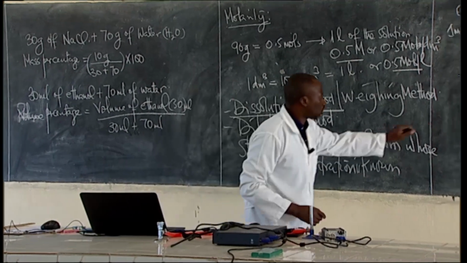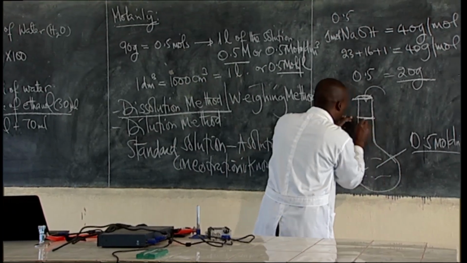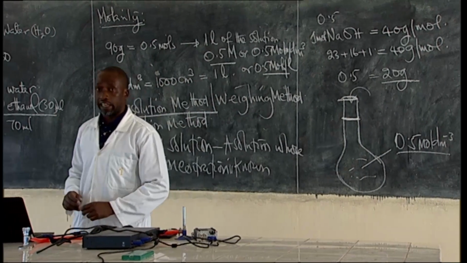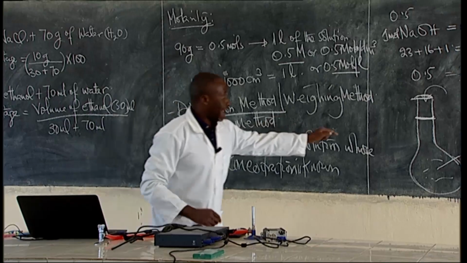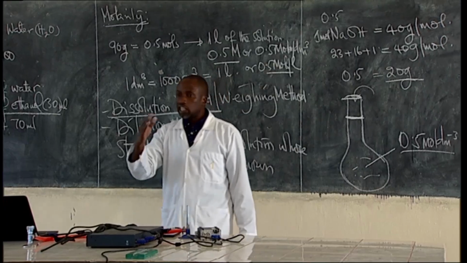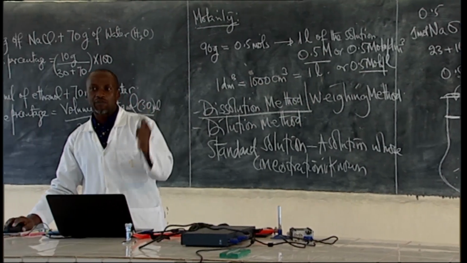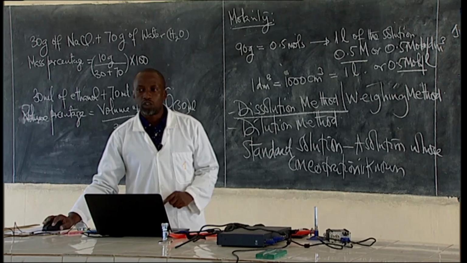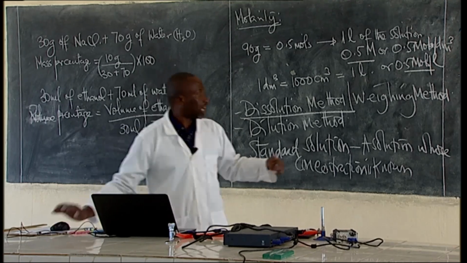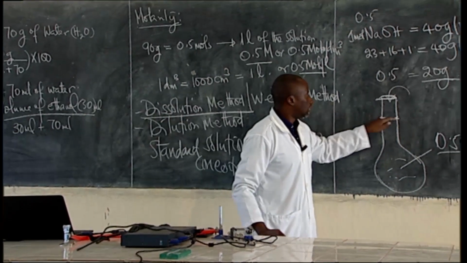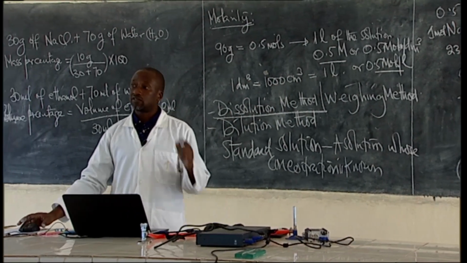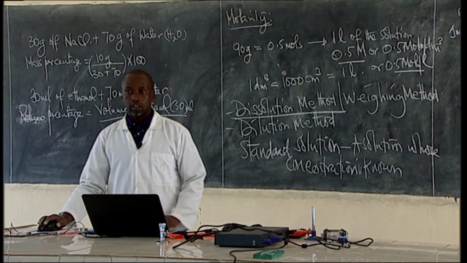So you have to make sure that this one stops over here, exactly on this mark. So you have to be very careful when you are adding the water. So those are the steps. That is where you carefully transfer the solution into this volumetric flask. This is where you are adding the distilled water up to this mark to make sure that you make exactly that 0.5. So that is very, very important.